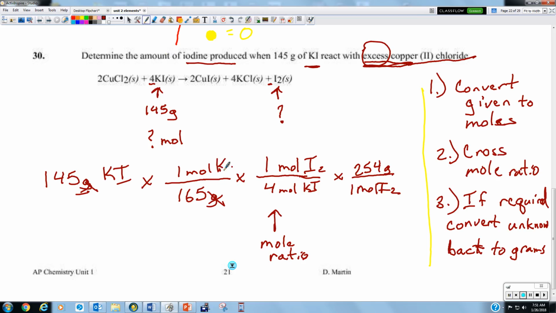The next thing I want to go to is, I want to get rid of that potassium iodide and go to iodine. And then from there, I want to go back from moles of iodine to grams of iodine. Yes?